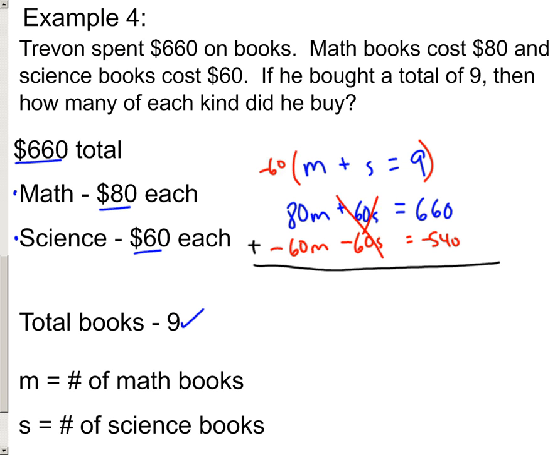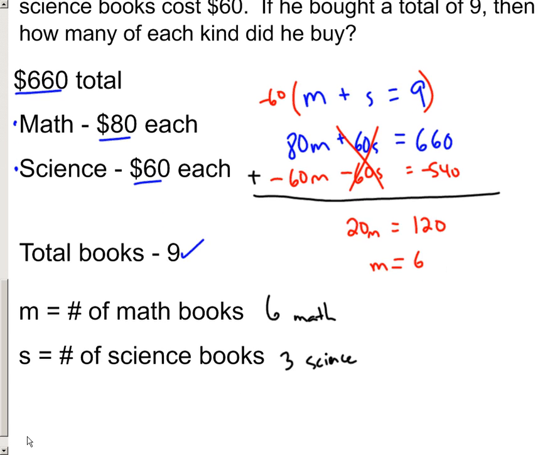Our S's are eliminated. We have 20M left over. 660 plus 540 is 120. We have 6 math books. Plug that in. If you've got 6 math books, you need 3 science books. So 3 science, 6 math. And we're done.